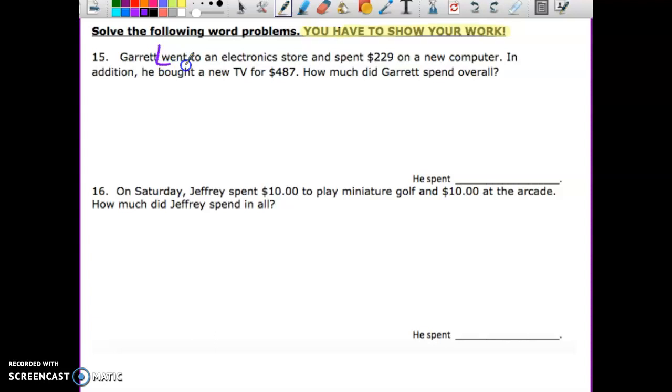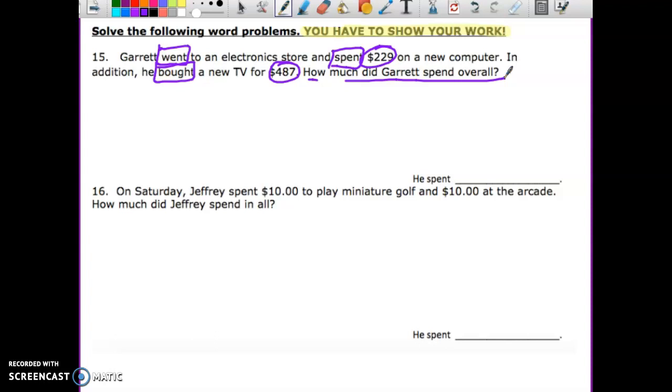So Garrett went to an electronics store and spent $229 on a new computer. In addition, he bought a new TV for $487. How much did Garrett spend overall?